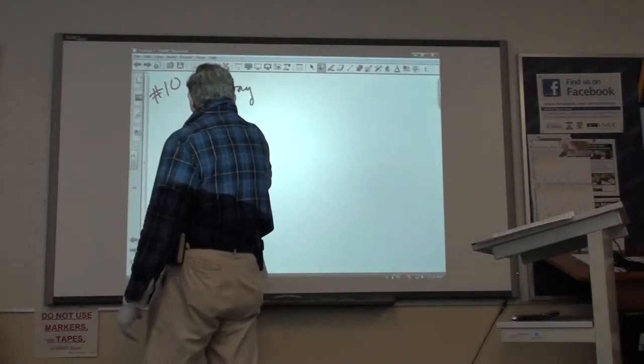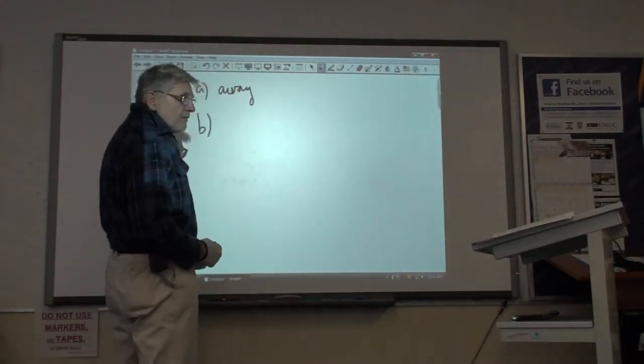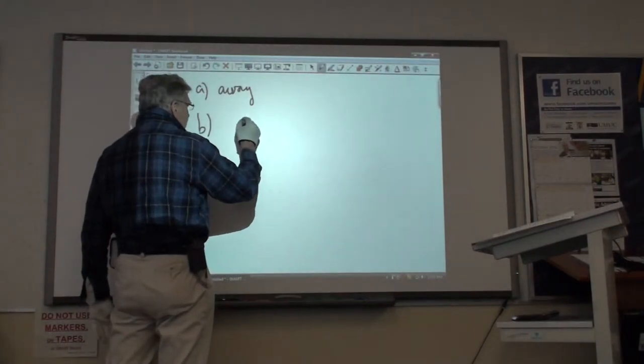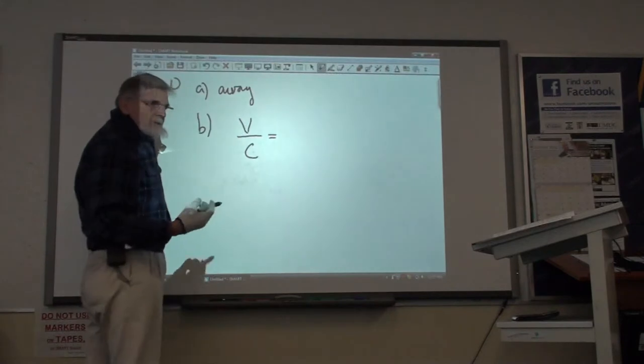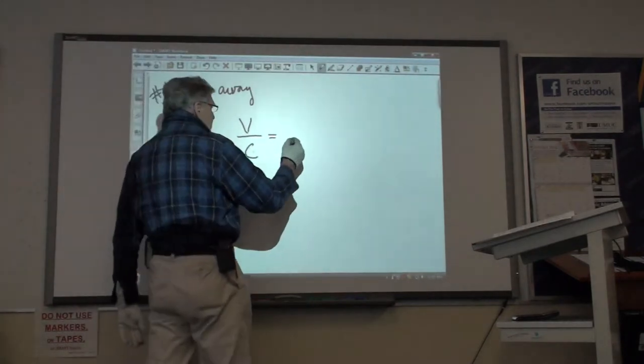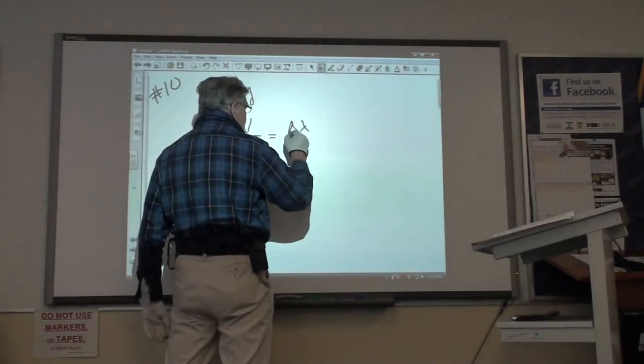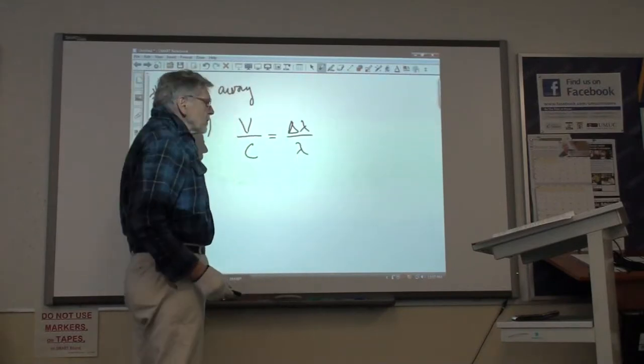Now they want to know by how much. So we have to use the Doppler equation, that v, the velocity of the object, divided by the speed of the wave, in this case c, the speed of light, is equal to the amount of shift divided by the original wavelength.